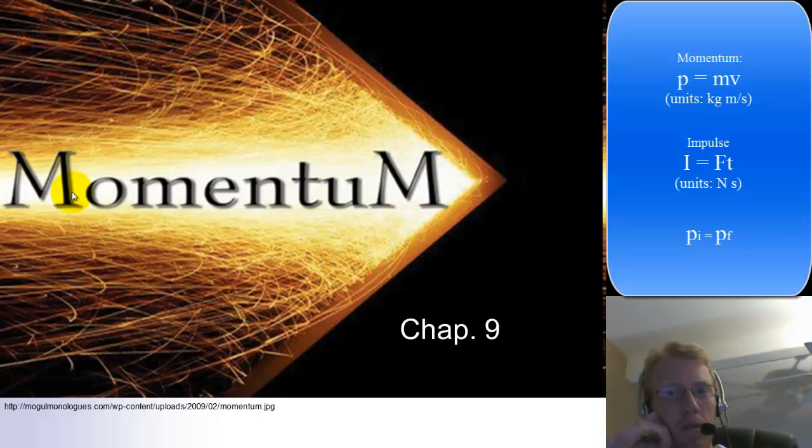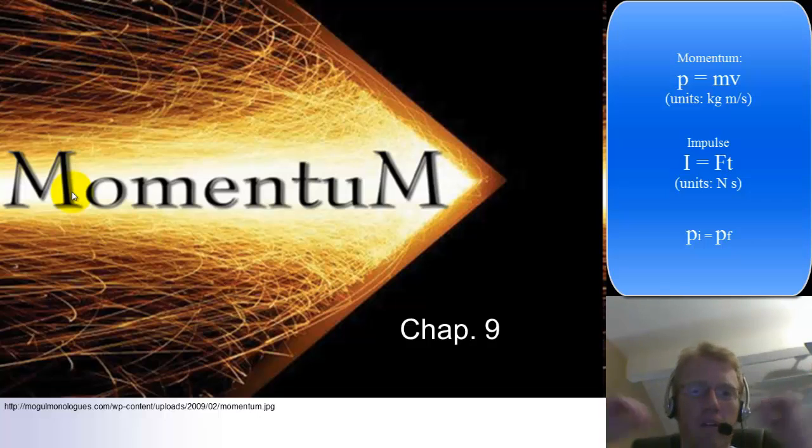This covers textbook chapter number 9, and it follows torque and angular momentum. Sorry, it doesn't follow torque and angular momentum, just torque and rotational motion. Anyway, this chapter should be a significant drop-off in difficulty level of the math questions and the equations and the number of variables that you're dealing with.